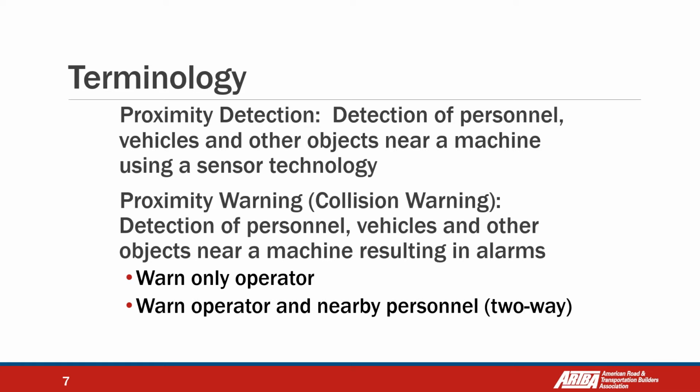So some terminology about these technologies. There are some technologies that work with proximity detection of personnel, vehicles and other objects near a machine using a sensor technology, or proximity warning, collision warning, detection of personnel, vehicles and other objects near a machine resulting in alarms to the operator and nearby personnel. For example, this tag system is interesting because we are asking workers on foot to use a sort of tag that they can attach to the belts or the hard hats, and these tags vibrate, similar to a cell phone.